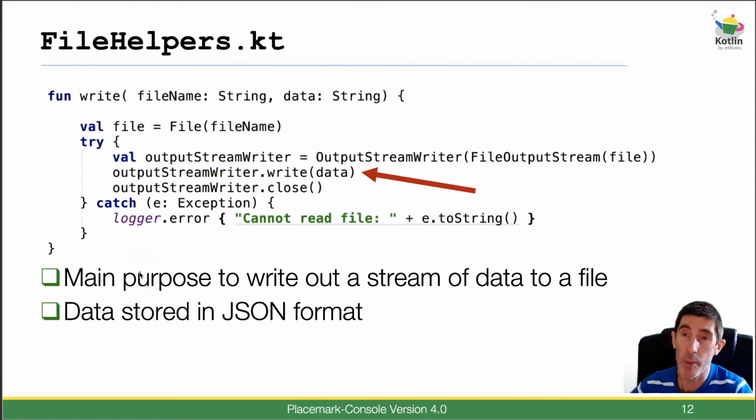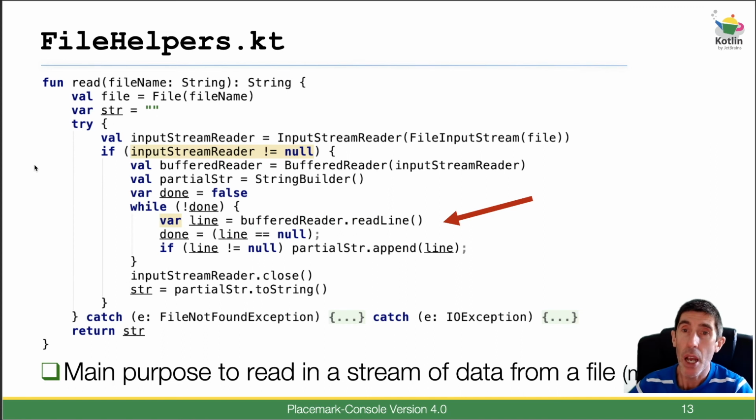Now the read is a little bit more complicated, but we'll just focus on the write here first. The main purpose is to write out a stream of data to a file, and that data is stored in JSON format. So the data that's passed in here is actually the JSON representation of our placemarks. Again, I'll take you through the serialization process in later parts of this section.